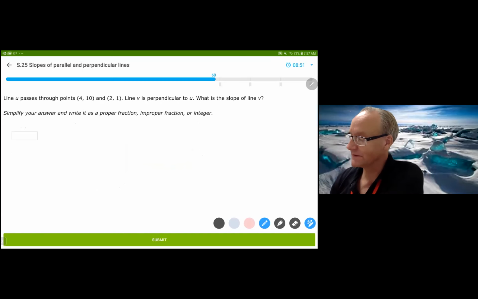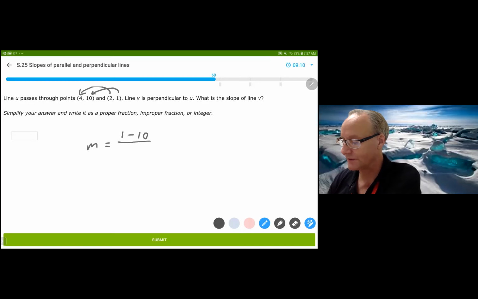Oh, now we get to solve for the slope. Again, some of you hopefully have watched some of my other videos and understand that I'm not going to do this every single time. I'm going to do this one time for you. 1 minus 10 and 2 minus 4. It is important that you subtract them in the same order. It's also important that you take the difference of the y's over the difference in the x's. Now, I don't do any of this. I actually do the whole thing in my head.